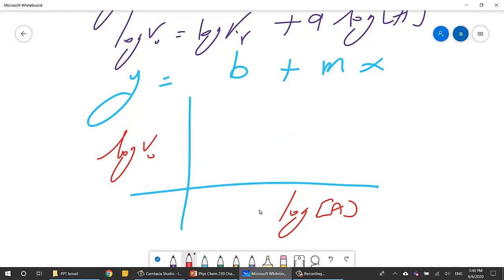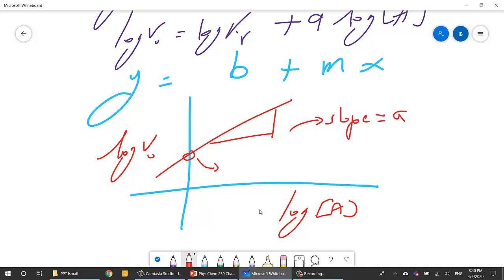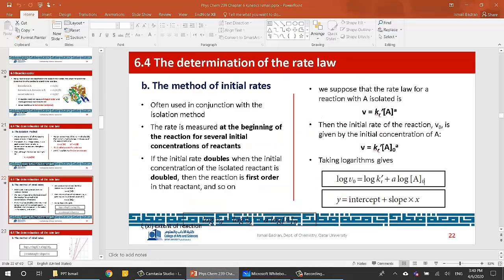I'm going to get a straight line where the slope of that straight line is equal to a, which is the order, and the intercept is your log Kr prime. So if you have that value, you can take the antilog of that value and you obtain Kr prime. So we're going to use this today. It's called the method of initial rates.